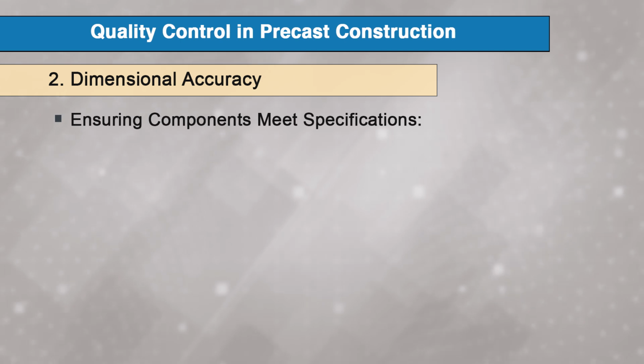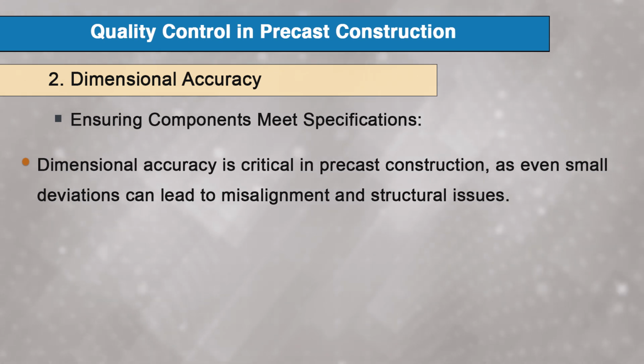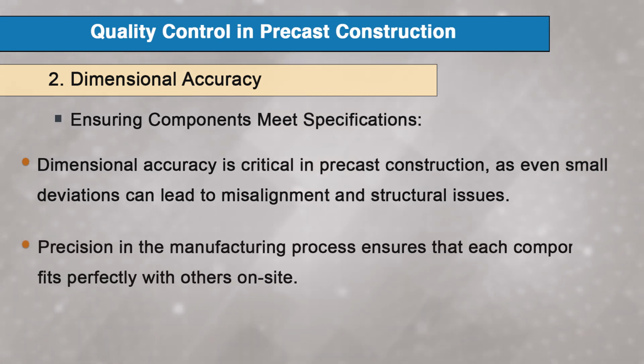Next is the dimensional accuracy, ensuring components meet specifications. Dimensional accuracy is critical in precast construction, as even small deviations can lead to misalignment and structural issues. Precision in the manufacturing process ensures that each component fits perfectly with others on site.